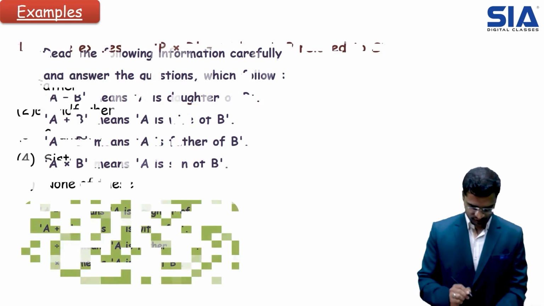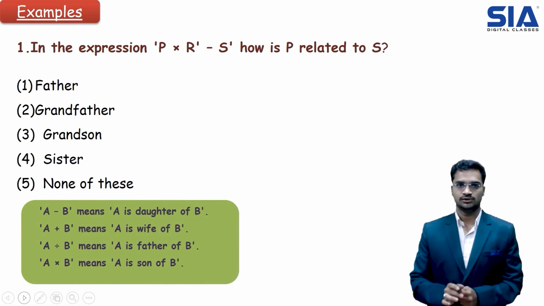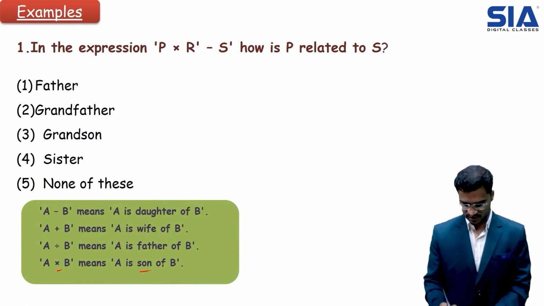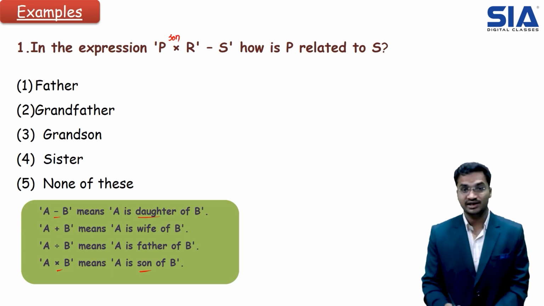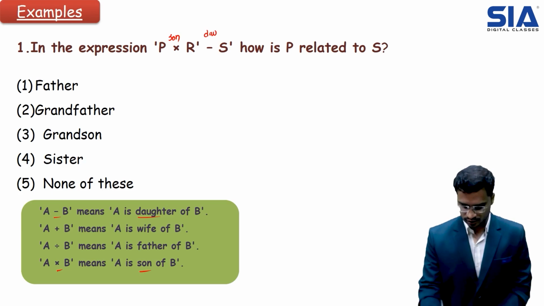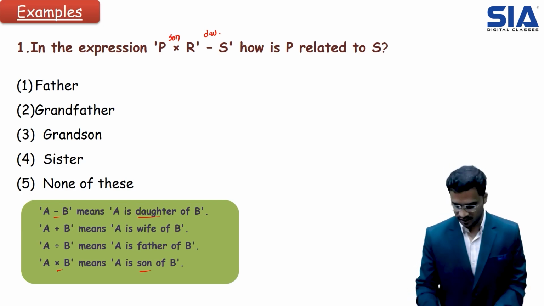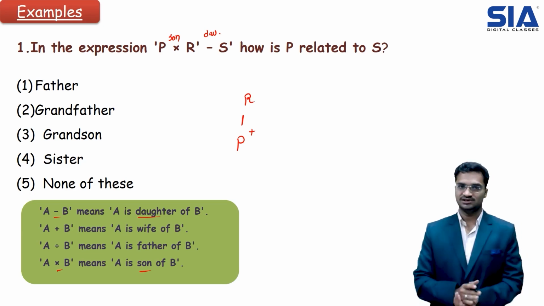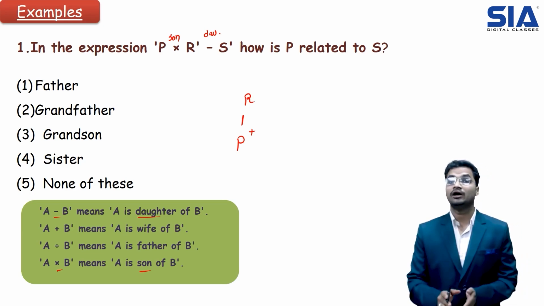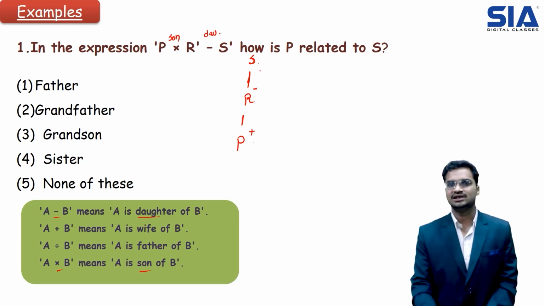Now coming to the first question. The first question says P multiplied by R minus S. First of all, multiplication represents son. Next, minus represents daughter. So let us read this in our way. P is the son of R, and R is the daughter of S. So P is the son of R and R is the daughter of S.